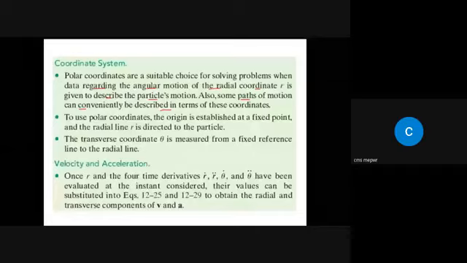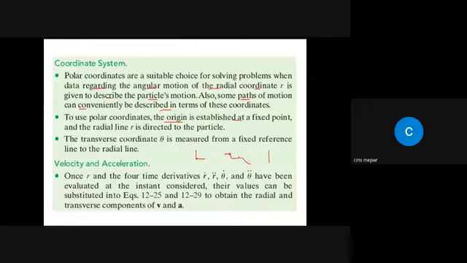Okay, so to use polar coordinates, the origin is established at a fixed point. In the XYZ coordinate system you have a fixed origin, then in the path coordinate system the origin moves with the particle, and now again in the polar coordinate system the origin is fixed, right? We measure r from the origin to that point, and theta is measured from the reference line. Is it clear? Yes, sir.